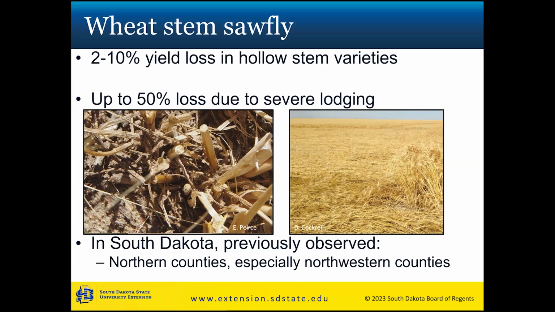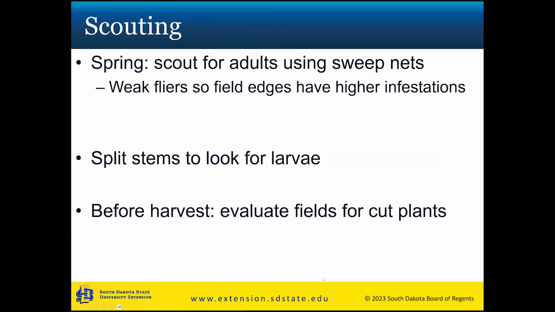And so we only want to use those varieties where we know we have wheat stem sawfly pressure. If we look at the historical data for South Dakota, where reports were done for where wheat stem sawfly showed up, we see that it was in the northern line of counties, so pretty much from east to west. But a note was made that it was especially our far northwestern counties that had more populations.